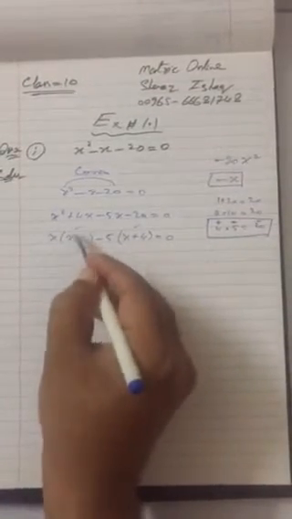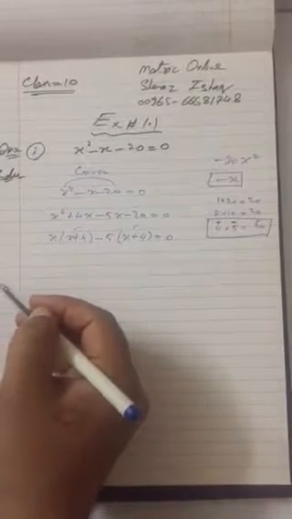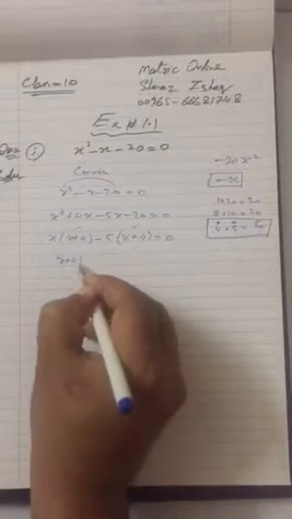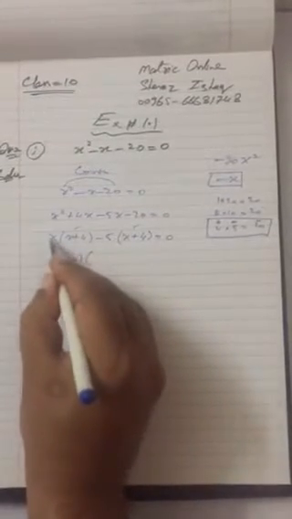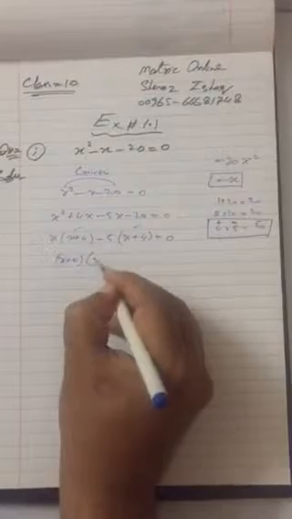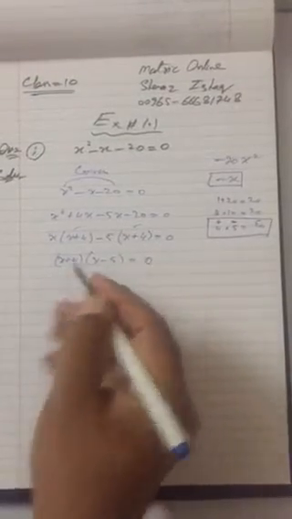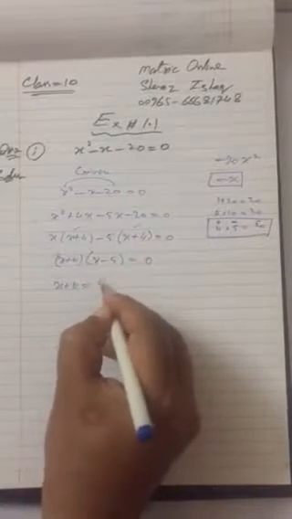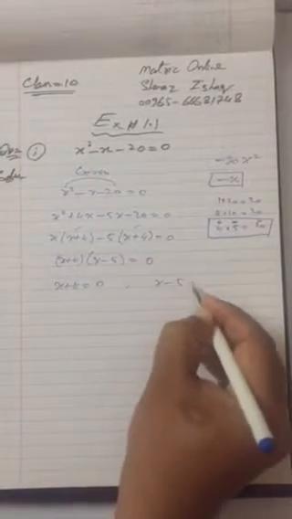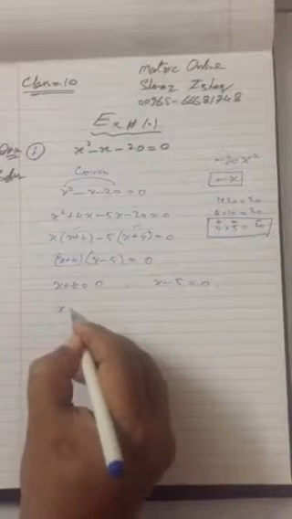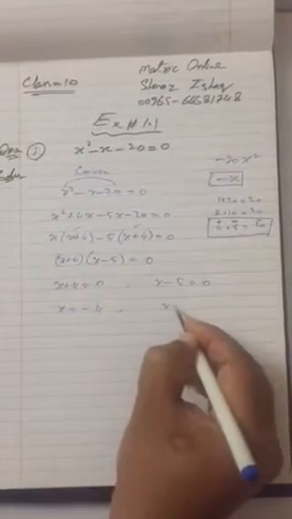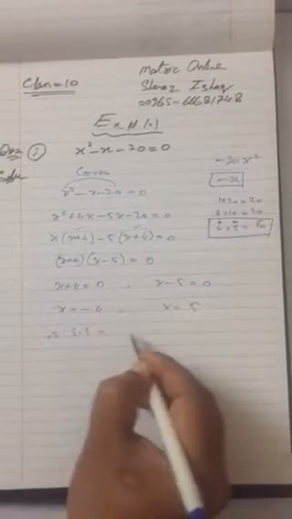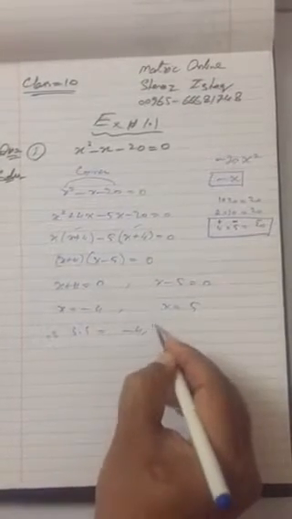These two bracket values show that my factors are perfect, so I take them common: first x plus 4, and the second one is x minus 5, equals to 0. Both factors equal to 0, so x plus 4 equals to 0, x minus 5 equals to 0. x is equal to minus 4, x is equal to 5. Therefore the solution set is minus 4 comma 5.